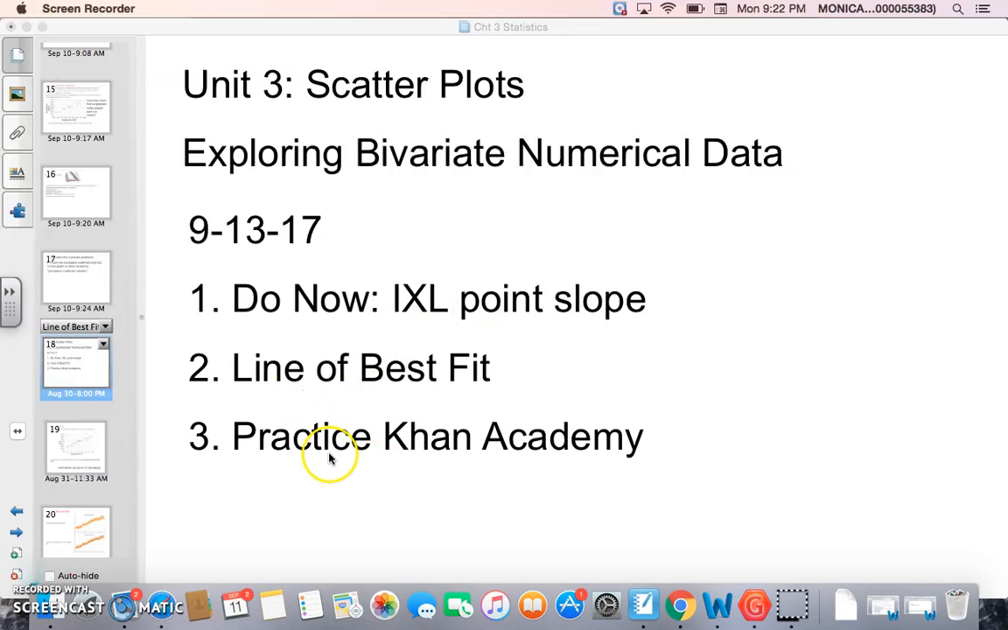And then, of course, you're going to get some practice time. There's some practice problems on your sheet today. And then Khan Academy is also the resource we're going to use to practice what we learned today. Please remember, when you're doing Khan Academy, you can practice those problems as many times as you need to get the grade that you want to earn.